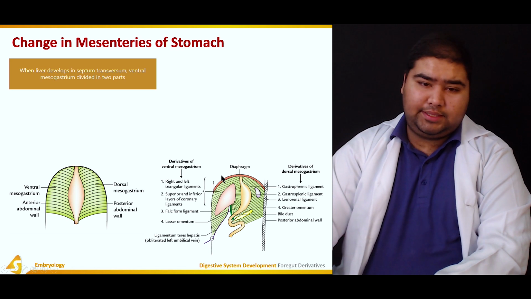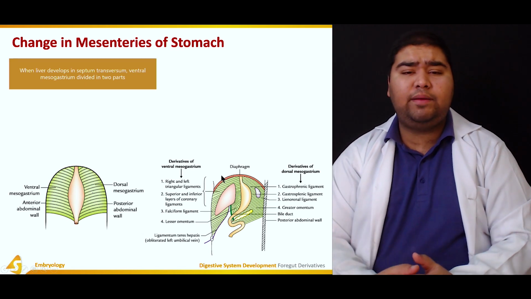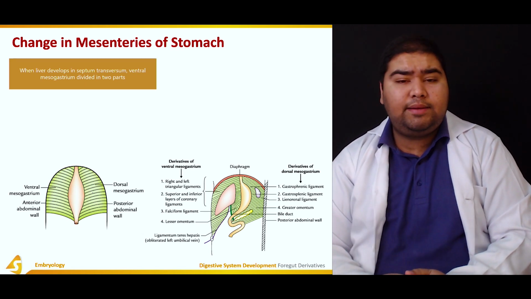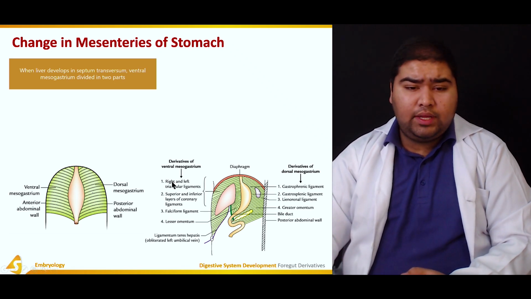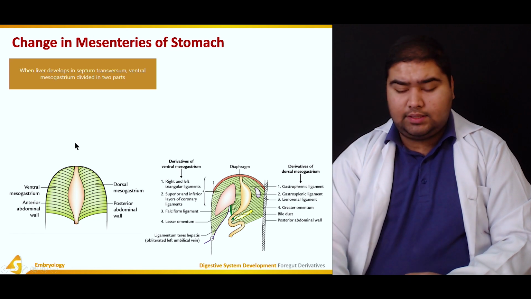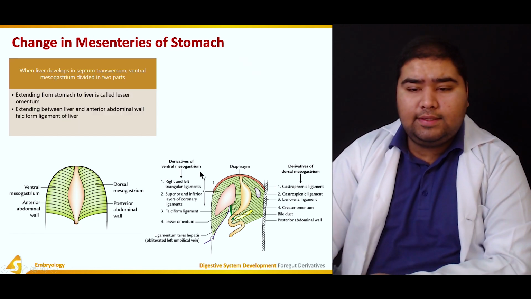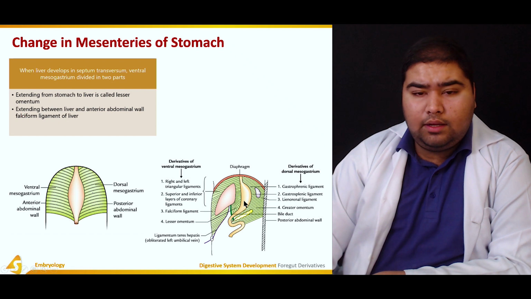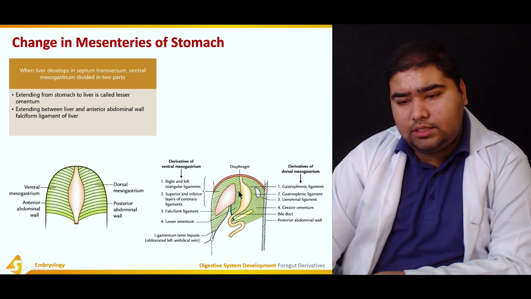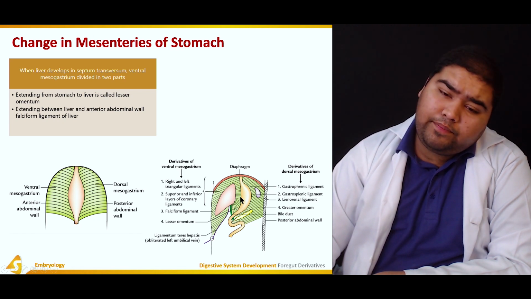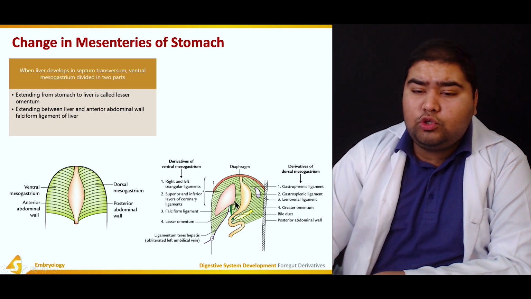Now, what happens? There is development of the liver in the septum transversum, and as a result, the ventral mesogastrium now divides into two parts. That extending from the stomach to the liver is known as the lesser omentum. This is the lesser omentum that is extending from the lesser curvature of the stomach to the liver.